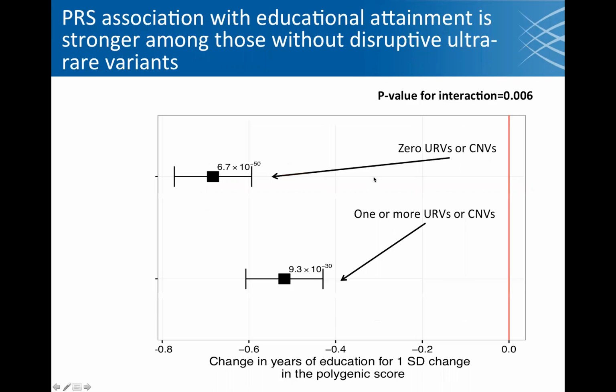As you can see, individuals that do not carry ultra-rare variants have a stronger impact of the polygenic score on educational attainment, while individuals that carry some of these ultra-rare variants, or pathogenic CNVs, which we believe behave in a similar fashion, have a weaker impact. So there is clearly an interaction. You can fit a linear model and test for interaction between these two scores, and you will find there is a significant interaction between the ultra-rare variant score and the common variant score.